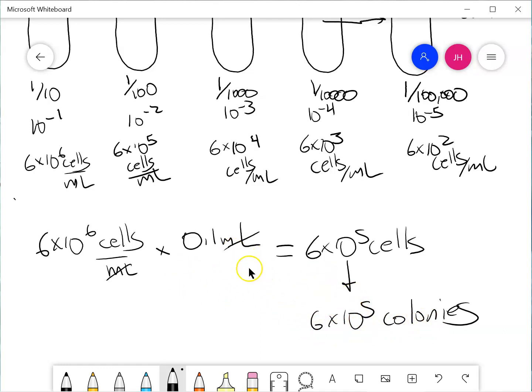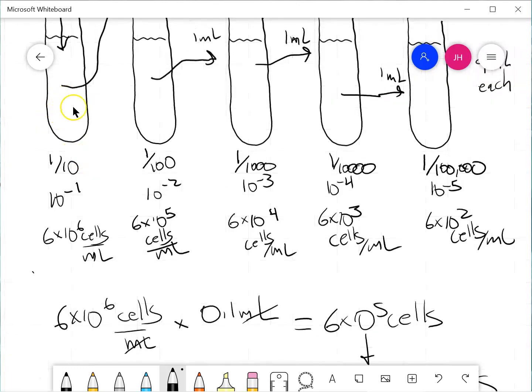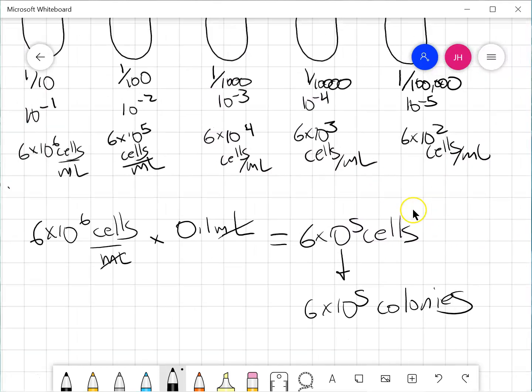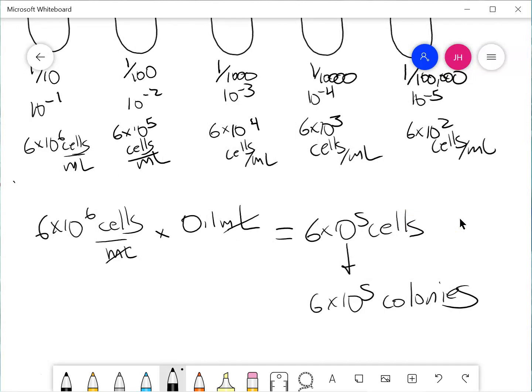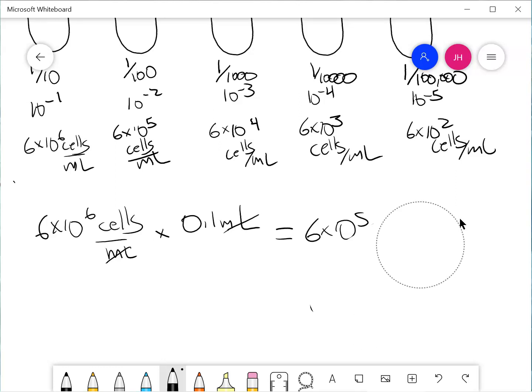So that's what we would get if we were to put 1/10 of a milliliter of this dilution onto a petri dish, right? That's what we calculated here. If we were to use this one instead, we would get 1/10 this many. And if we use this one, we would get 1/100th. This would get 1/1000th of these. So let's look at what we would get. Let's just figure out how many colonies we would get from all of these.